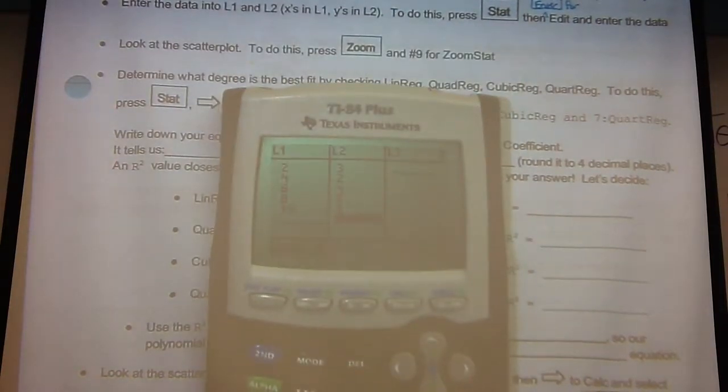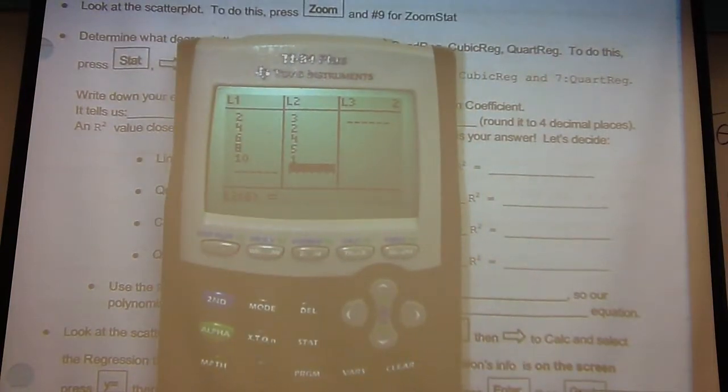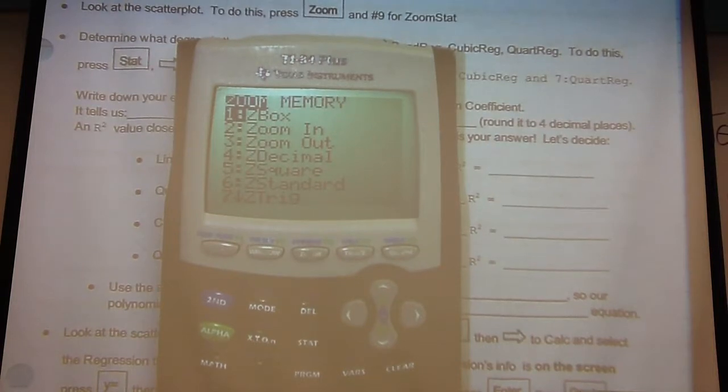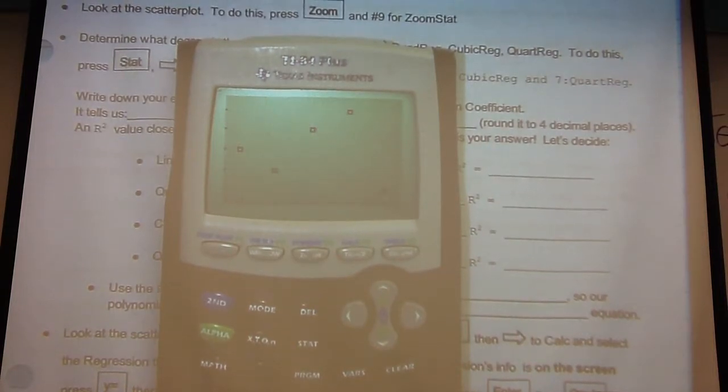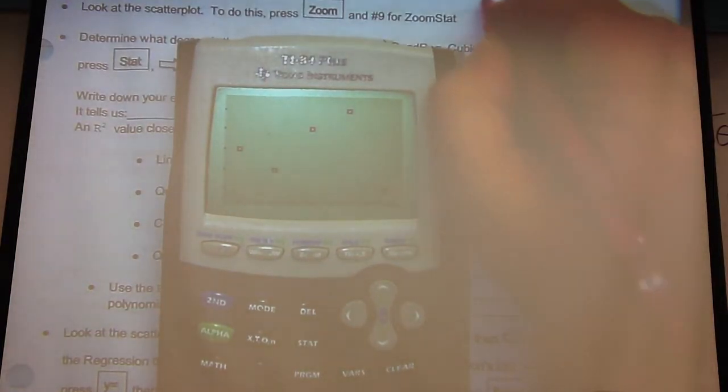Then you can look at the scatter plot now if you would like to, and we're going to because we're going to draw it. So how do we do that? Zoom, and then you press number 9 for zoom stat. So you'll see this. I'm going to draw that in here.